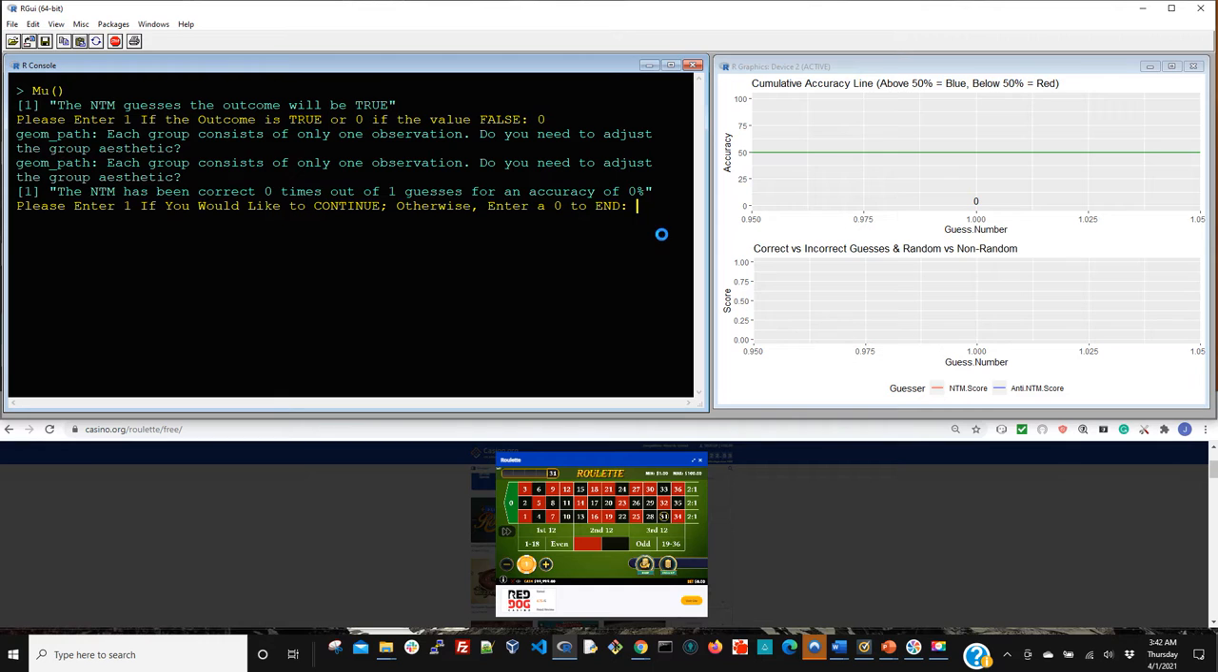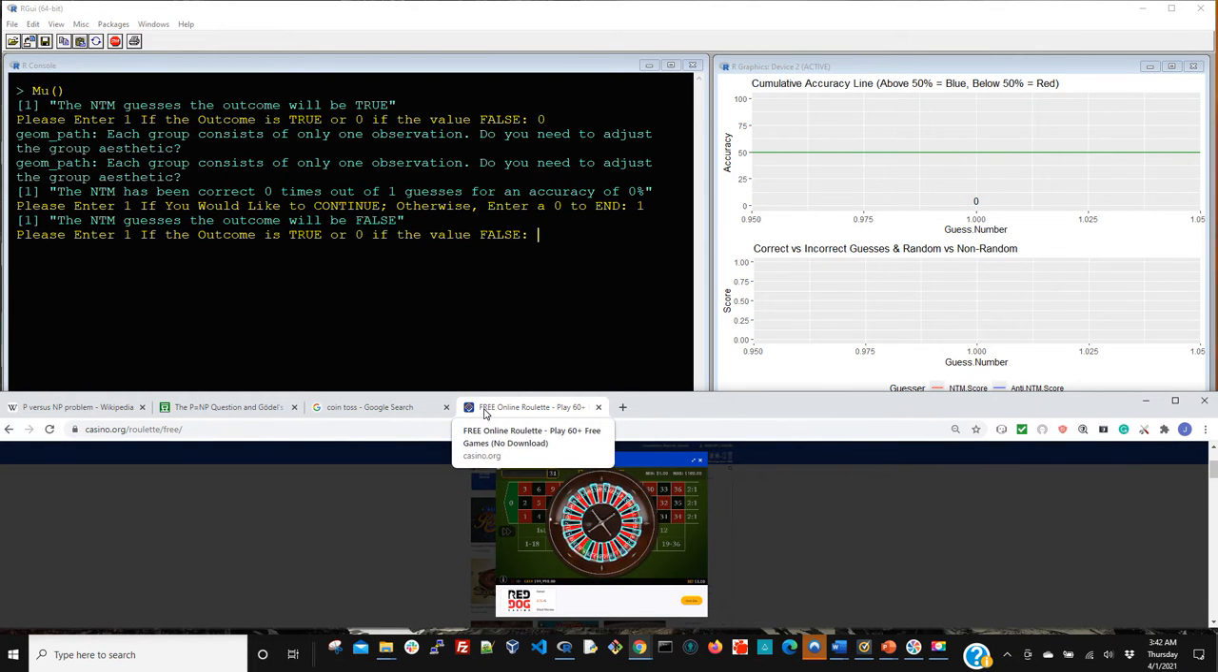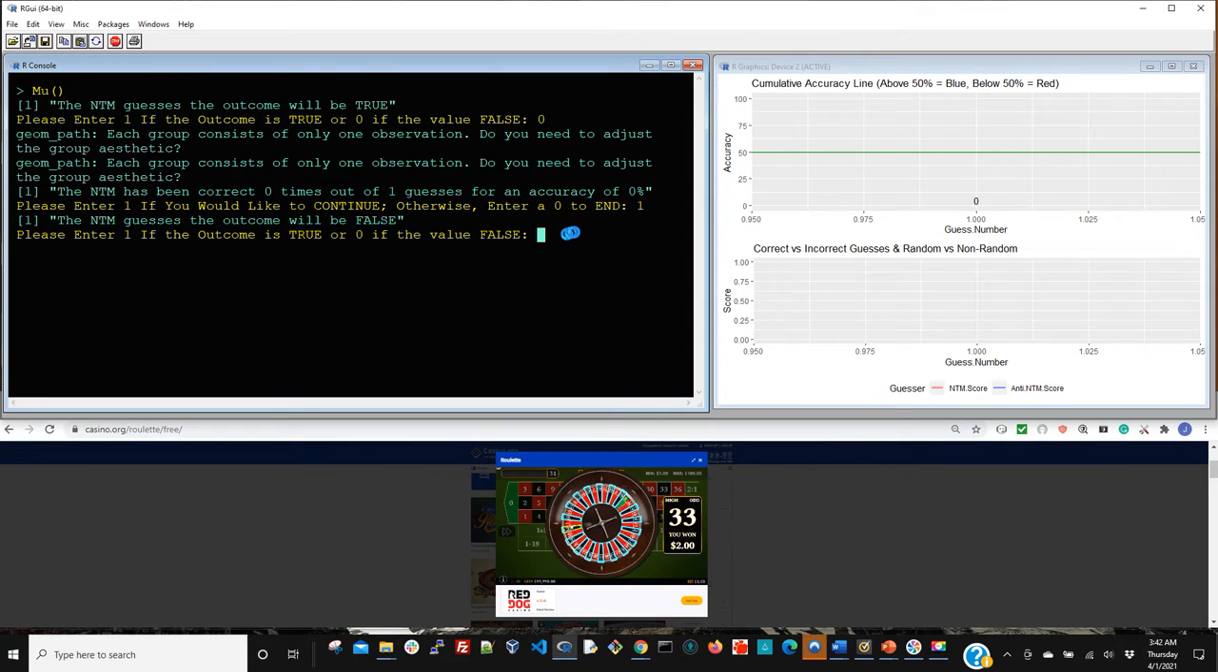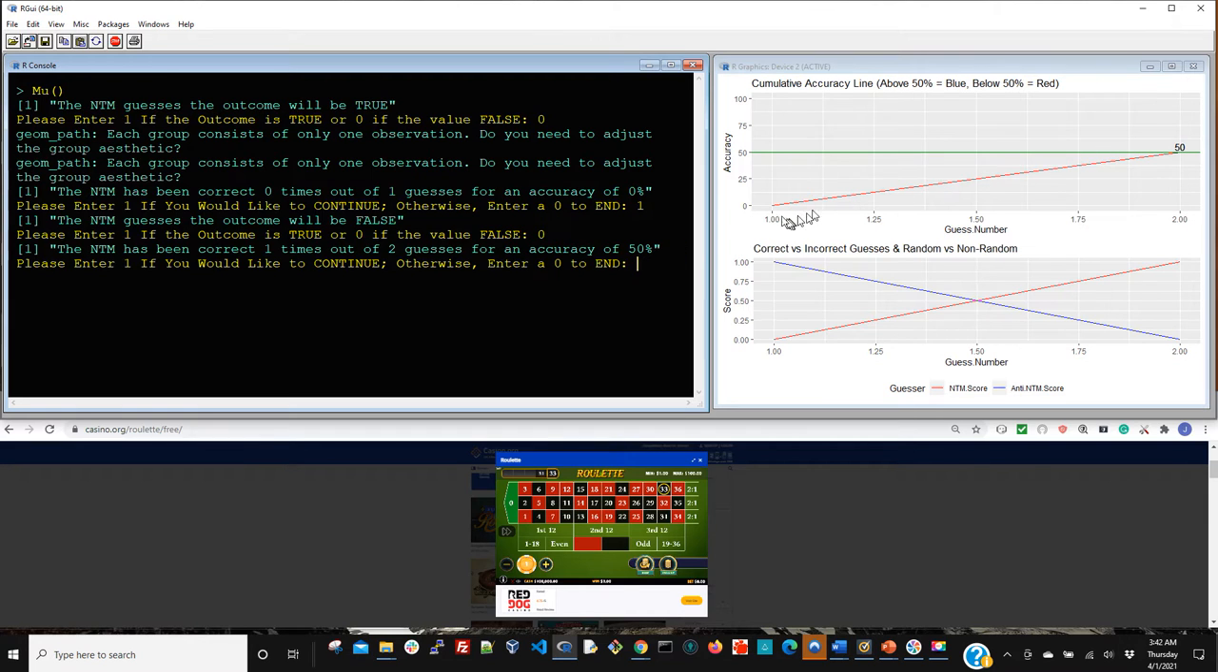We want to continue. So we press 1, and it tells us the next outcome will be black. We go on black, and we spin again. It lands black, so we enter in 0 to let it know which way it came out and that its prediction was correct, and we are now at 50%. As you can see, the line is at 50% or below, so it's red. The machine is represented by the red line until this line goes above the green line, which would turn everything blue.